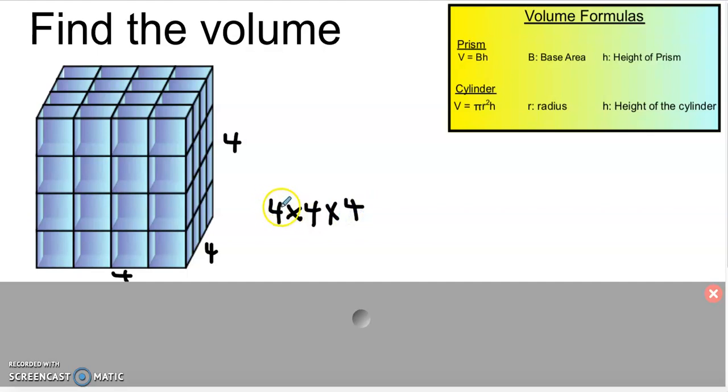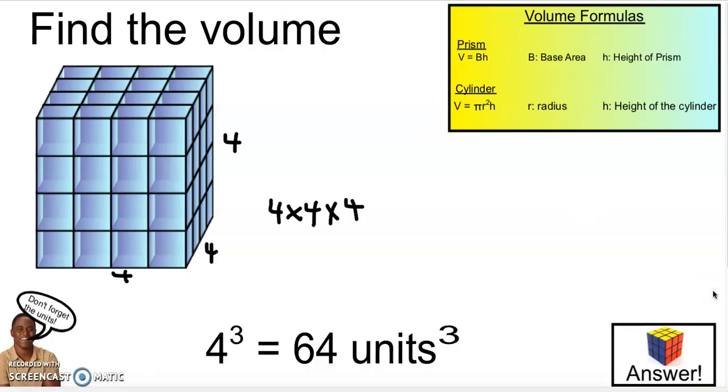So the area of the base is 4 times 4, which is 16 units squared. And then I'm going to multiply that times 4. So 16 times 4 is 64. And then our units for volume are going to be cubic units. And when we write cubic units, we just have a little power of 3 that we add to units. So this is 64 units cubed.